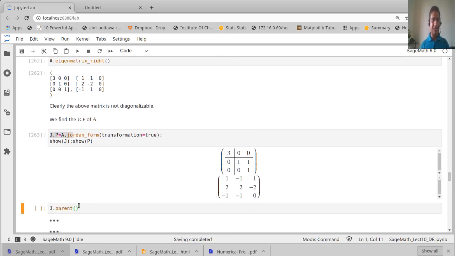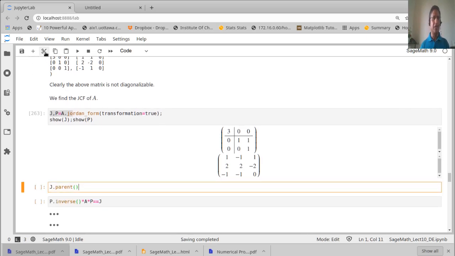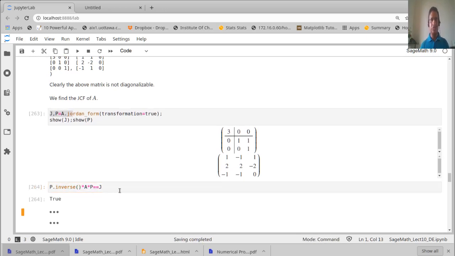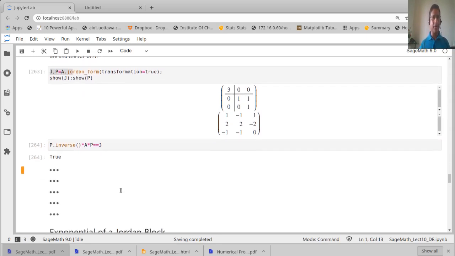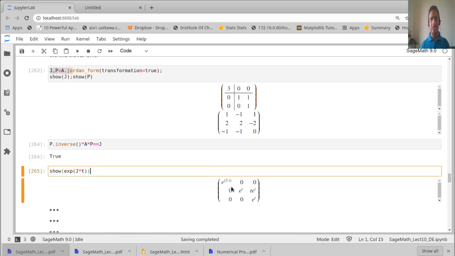So this is not needed, let us get rid of this. Let us verify whether P inverse A P is equal to J or not. The answer is True, that's correct. So we have got the correct Jordan canonical form. And now let us find what is the exponential of Jt, J times t. In this case, the exponential of Jt will have entries e to the power 3t, e to the power t, t e to the power t, and e to the power t.